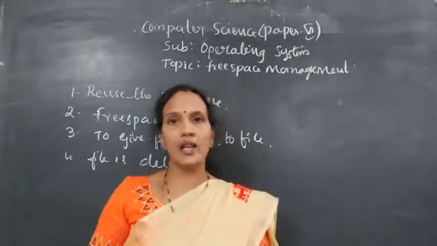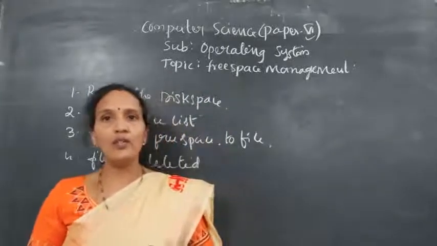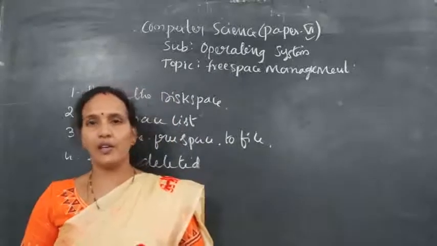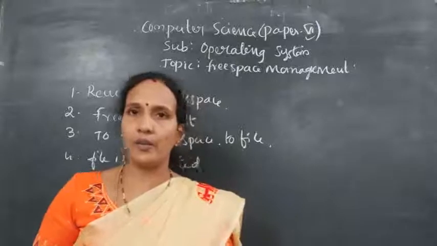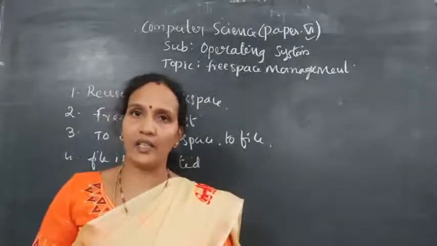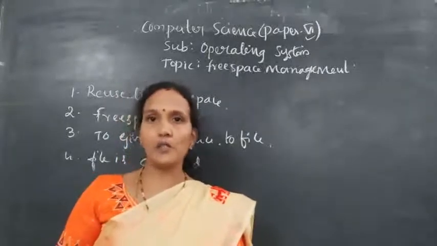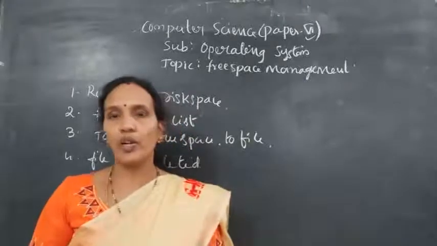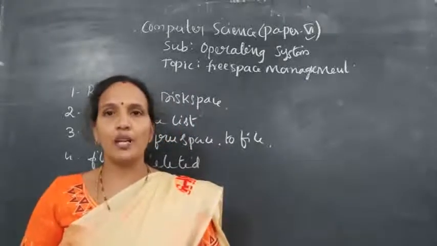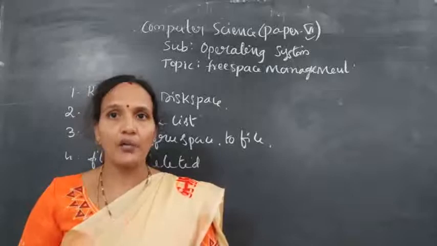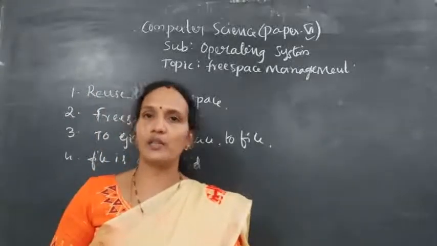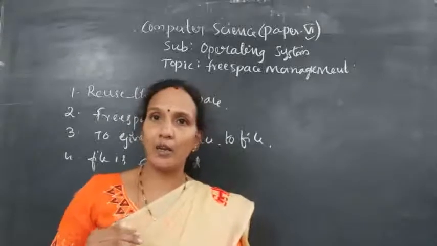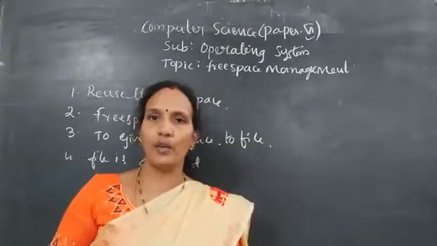Understood? If you don't collect the free space, how can you give memory to a new process? It is difficult. So whenever any file is deleted from the memory, we need to collect the memory. Why? Because the disk space is very limited. Whatever memory was given to the deleted file should be collected so that you can give that memory to a new process, a new file.